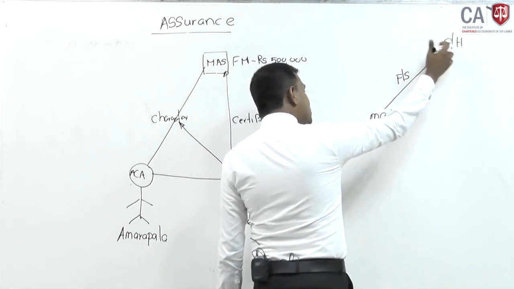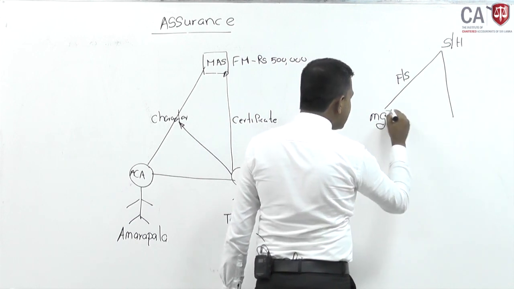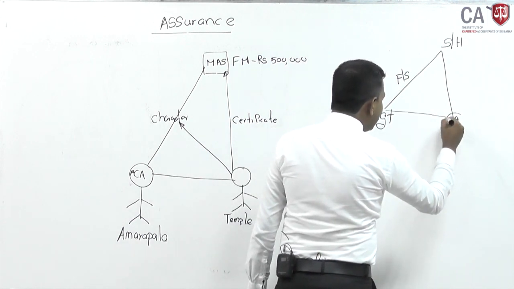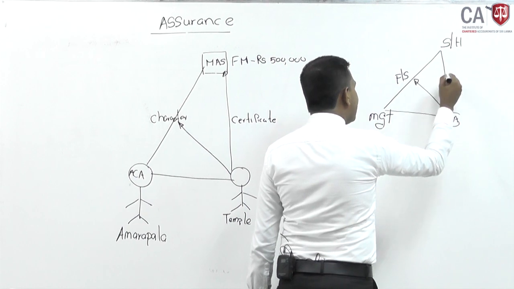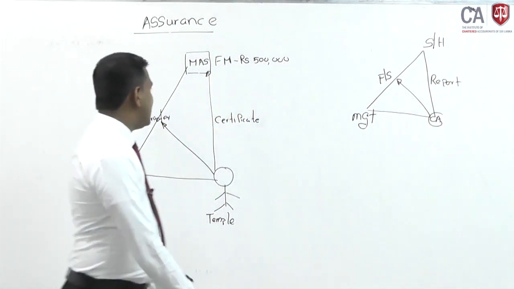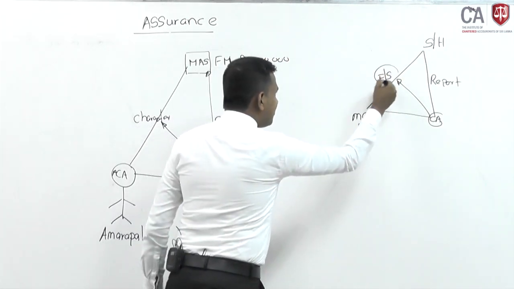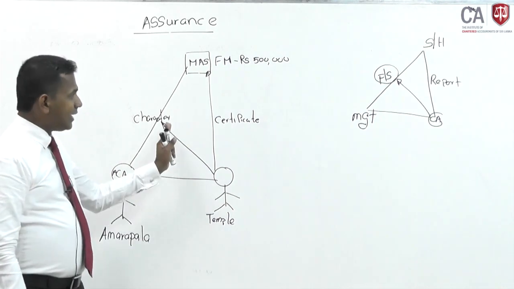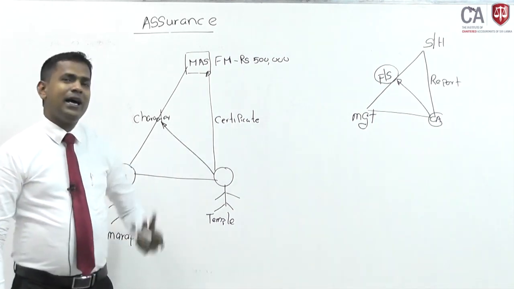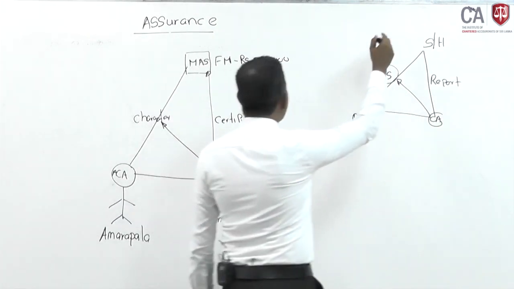But the shareholders do not trust the management. So therefore, shareholder needs a third party assurance from a chartered accountant to come and check this finance statement and give a report. See, character example is applied to the financial statement. So this is also an assurance.